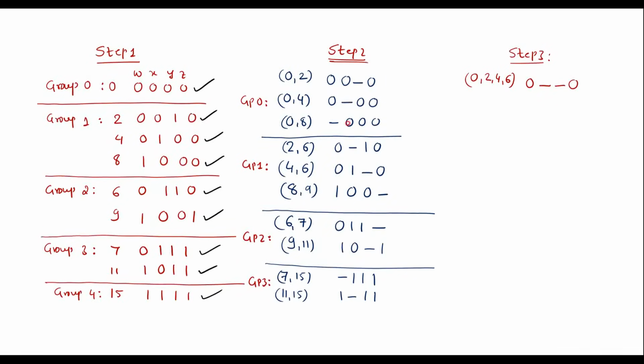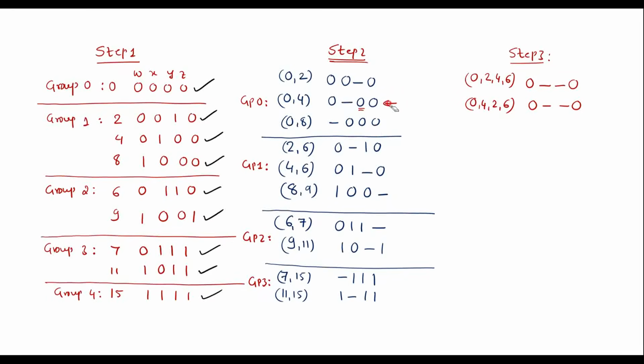Now similarly compare 0, 4 with 2, 6. Here we can see that in 0, 4 and 2, 6, the second bit is dash in both. The first number is the same, and the next differs by this bit. So I can write 0, 4, 2, 6 as 0 dash dash 0.